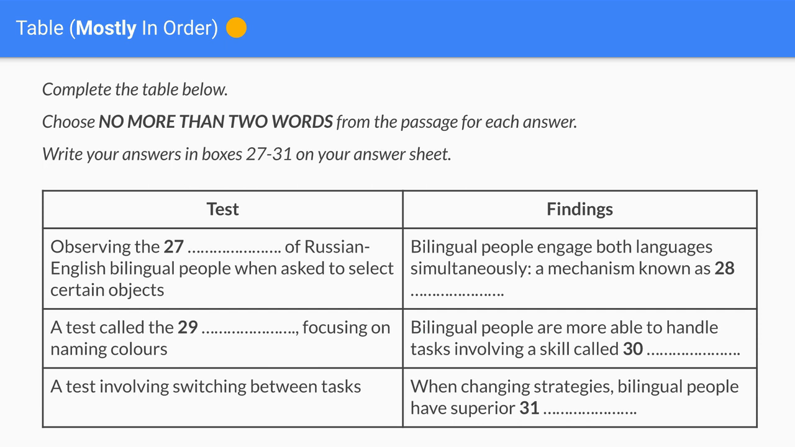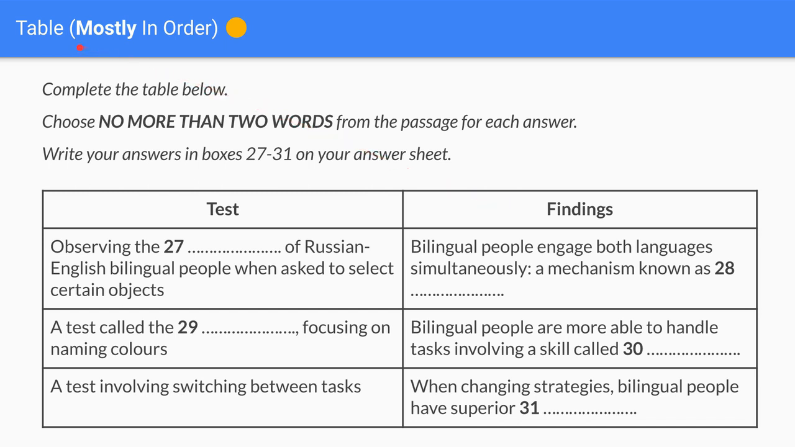So basically in a table question, you're going to have two things that are going to be connected to each other in some way. For example, in this case, on the left-hand side, we have the different tests, and then on the right-hand side, we have the different findings associated with these tests. So the information in the two columns of the table are going to be related in some way.